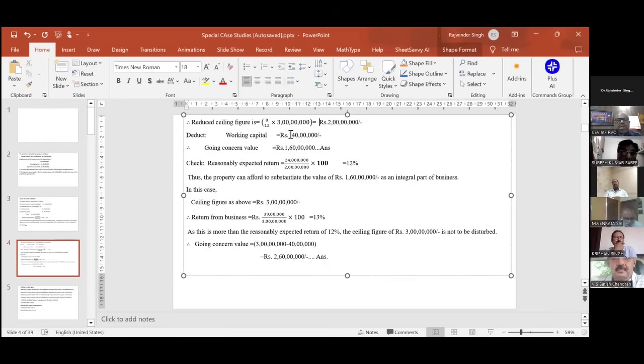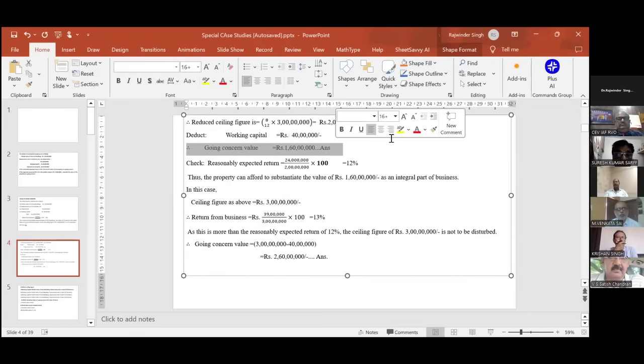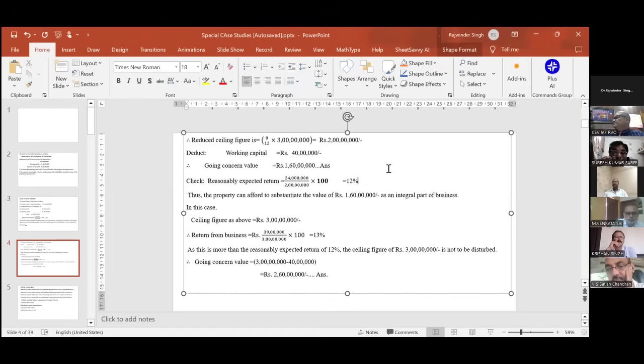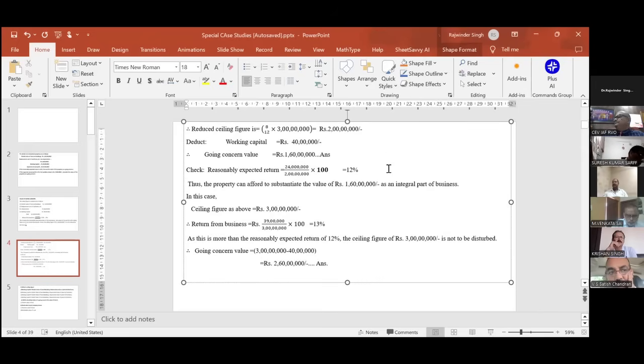So working capital, you know, is 40 lakh. It means the going concern value is 2 crore minus 40 lakh. So the value of the going concern in this case is 1 crore 60 lakh. And see, with the reduced figure of 2 crore, 24 lakh divided by 2 crore, the return is 12%.